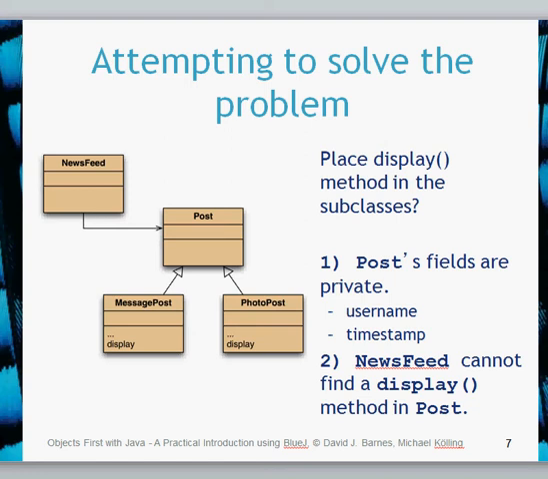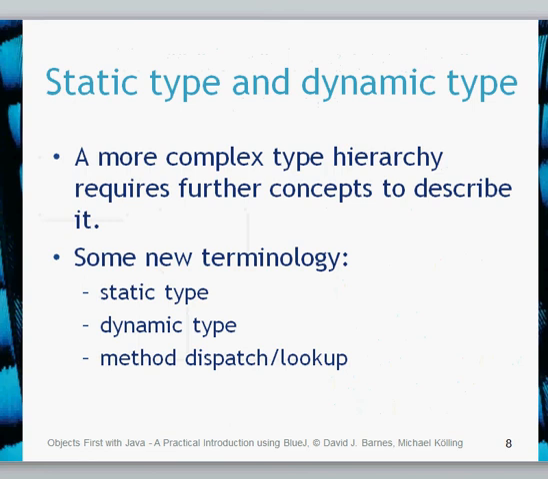Another problem then is, because we've declared posts as our array list of posts, when we use the newsfeed class to call the display method from a post type, then we can't find it because it's no longer in the post class. So those are two fundamental problems which we really can't get around. So at this point we need to introduce an idea, because we've got different types which we're considering now. We just need to give you an idea so the terminology is easier from here on in.